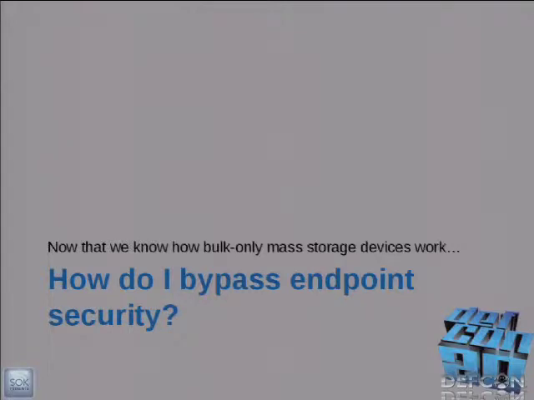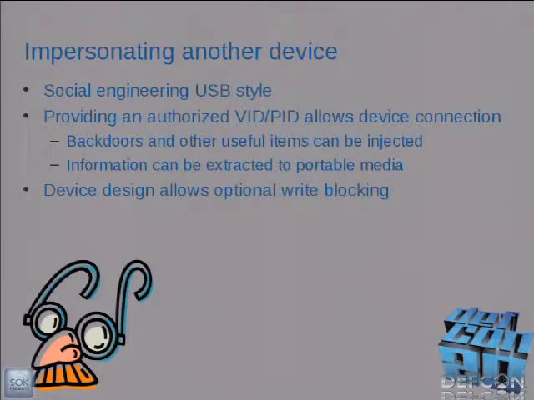Let's talk about the good stuff. How do I bypass this security anyway? So essentially what we're doing is impersonation or social engineering USB style, if you will. All right? So if we know what an authorized VID/PID is, we can use that fact to mount a device and then inject some code, get some stuff off of our device. Also, the device that I designed optionally allows you to do some write blocking.